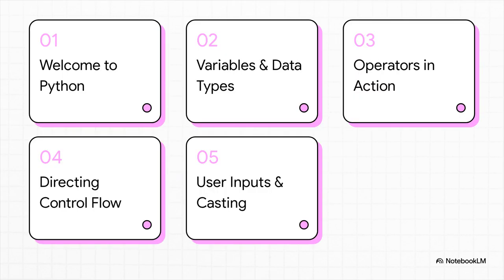Okay, let's dive right into this. Here is our progressive building blocks roadmap for today. We'll start with a quick welcome to Python, then move to our nouns in variables and data types. After that, we'll add some verbs with operators in action, establish our coding grammar in directing the control flow, and finally, we'll learn how to have a two-way conversation in user inputs and casting.